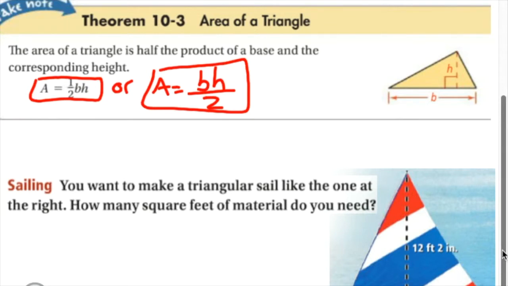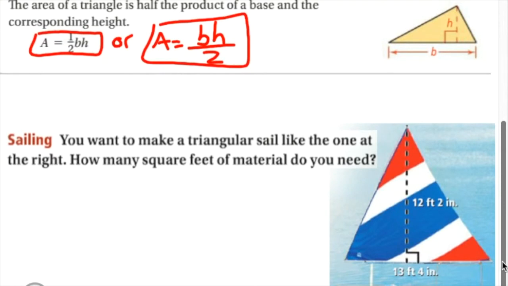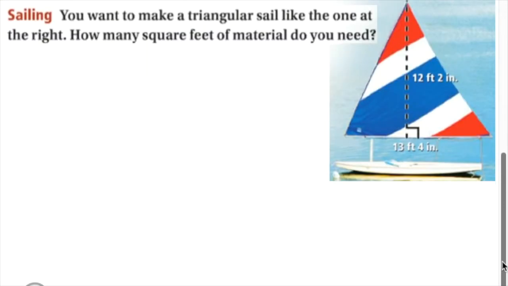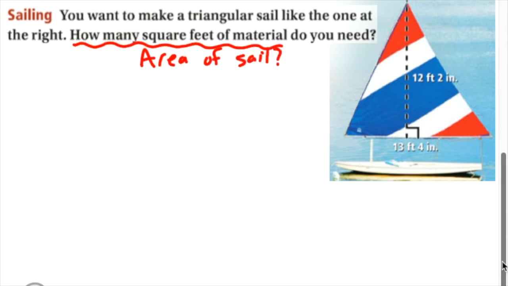So I can take you through some easier ones, but I'm going to show you one that's a little trickier right away. We're going to find the area of this triangular sail. They want to know how many square feet of material you need. They're saying what is the area of the sail. That's the question. So they gave us a base, which is 13 feet and 4 inches. They gave us a height, which is 12 feet and 2 inches. We have to take that and run with it.